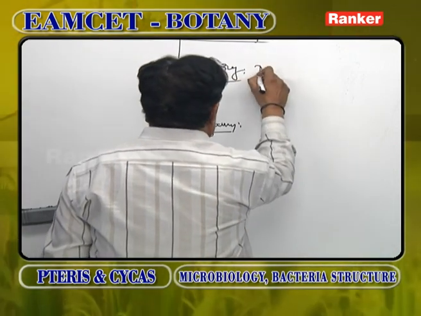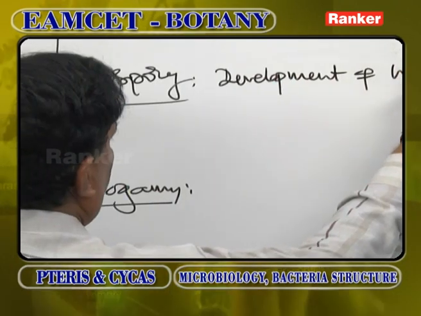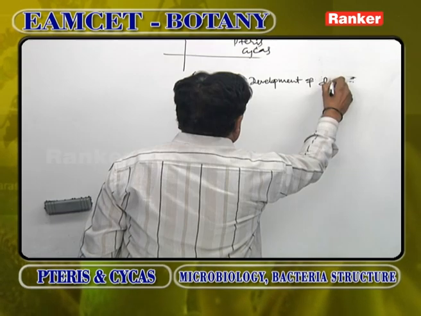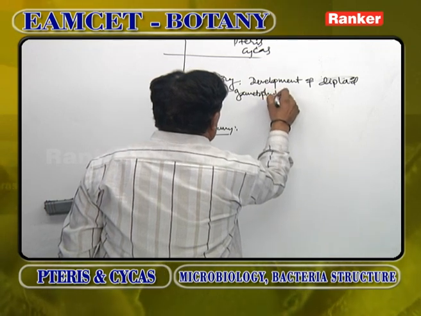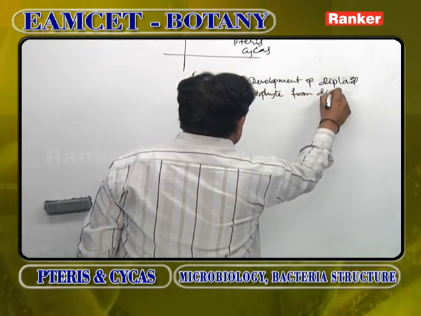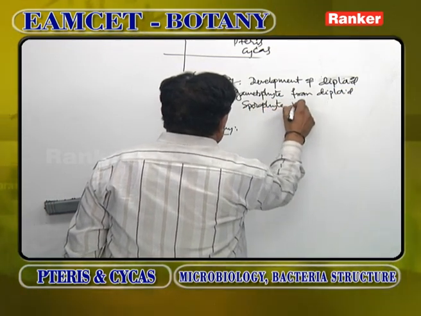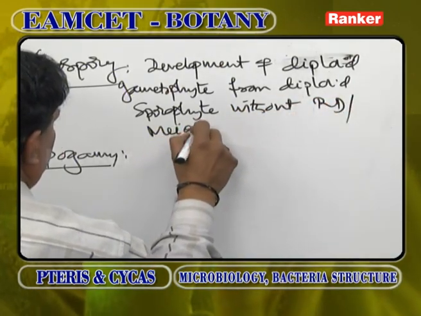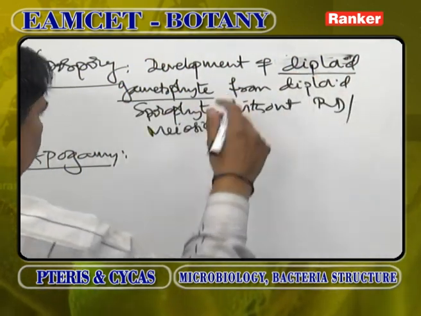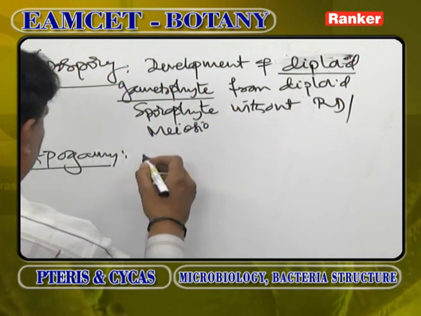Apospory means development of diploid gametophyte from diploid sporophyte without reduction division or meiosis. So, the important concept here is diploid gametophyte. Development of diploid gametophyte from diploid sporophyte without reduction division or meiosis is apospory.